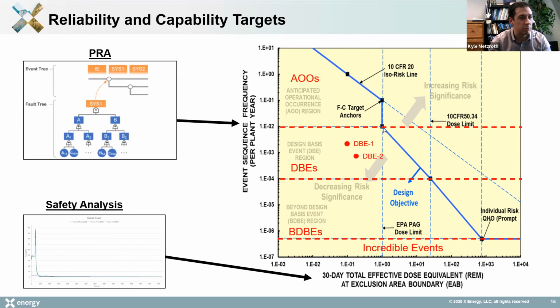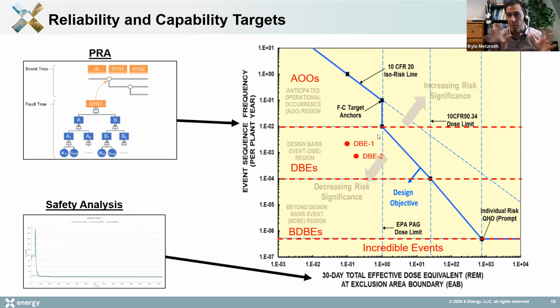So above 10 to the -2 is your AOOs, between 10 to the -2 and 10 to the -4, your DBEs, and then between 10 to the -4 and a frequency cutoff is your beyond design basis events. And we've notionally called things below this 5E-7 level incredible events. It's not in 1804, but we had to come up with a term to use when we were talking about it. And let's notionally consider for a moment, I have 2 DBEs.